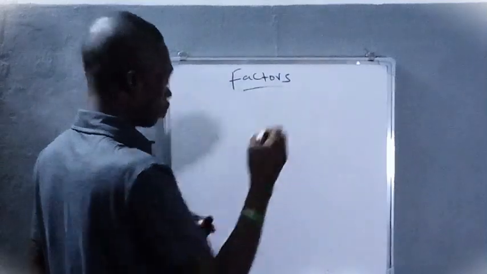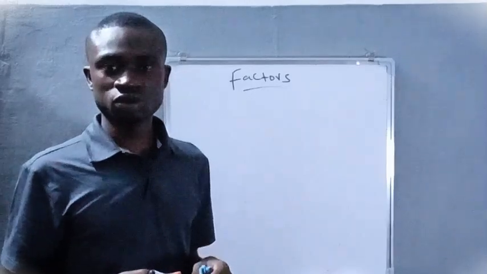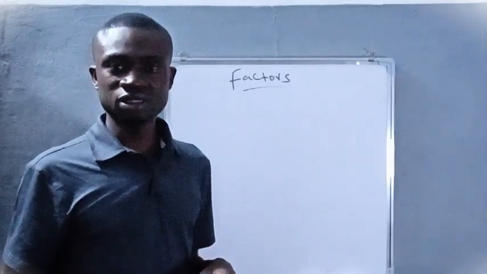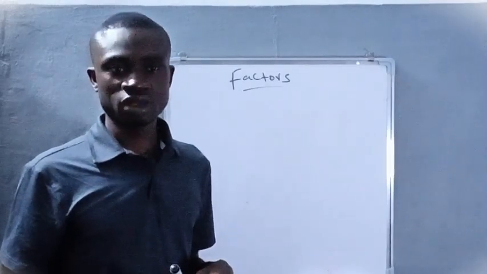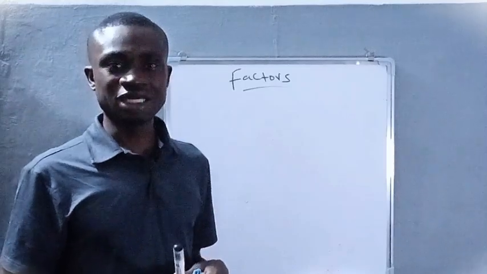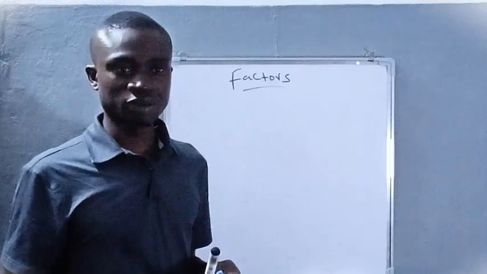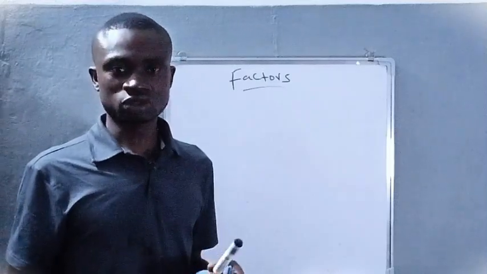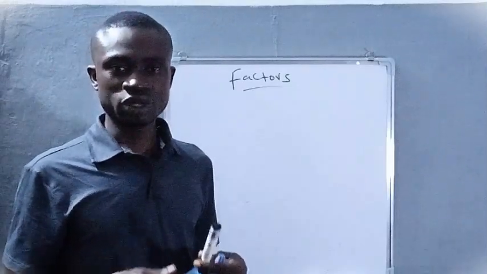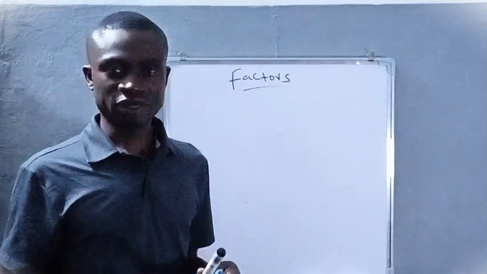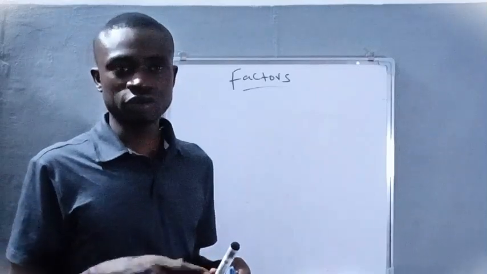Factors. When you talk about factors in mathematics, a factor simply refers to a number that can divide easily into another number without remainder. That is what is called a factor. A factor is any whole number that can divide easily into another number without remainder. So we talk about, let's say, factors of 12, factors of 20, factors of 100. When you say factors of 12, what you are referring to is those numbers that can divide evenly into 12 without remainder.